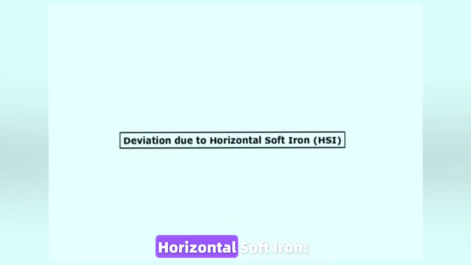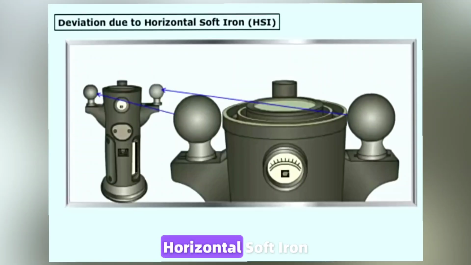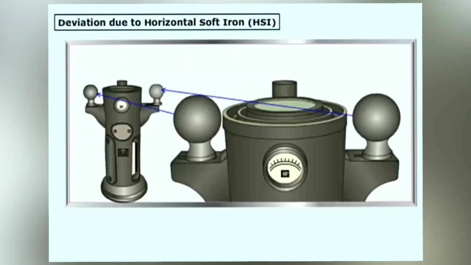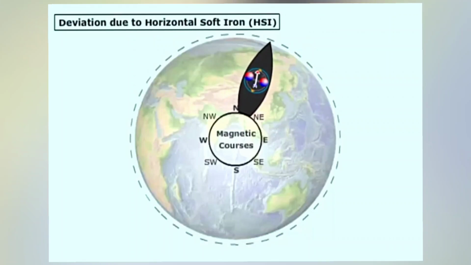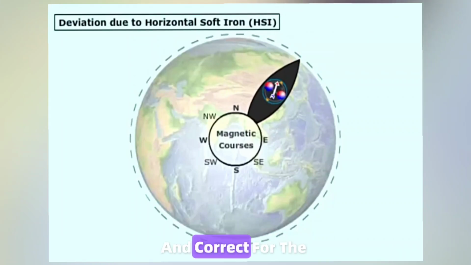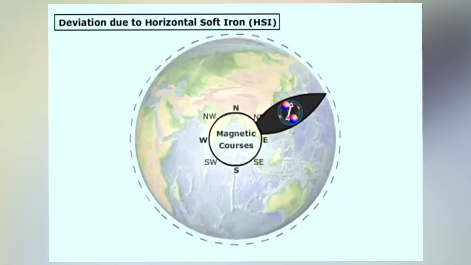Deviation due to horizontal soft iron, HSI. Corrector: deviation due to horizontal soft iron, HSI, is compensated by HSI soft iron spheres. Effect: the spheres have a positive E effect and a negative A effect, and correct for the excess negative E over negative A on a merchant ship.